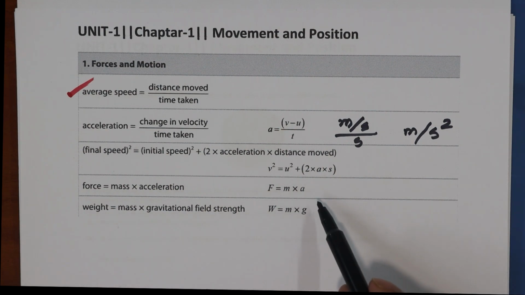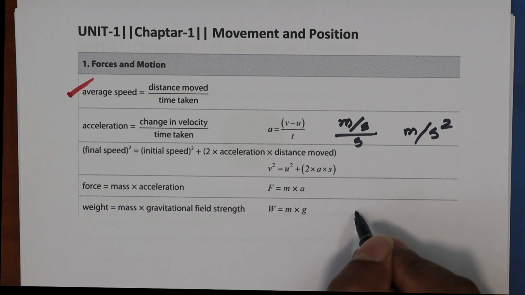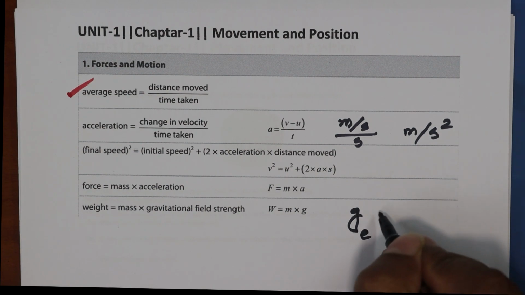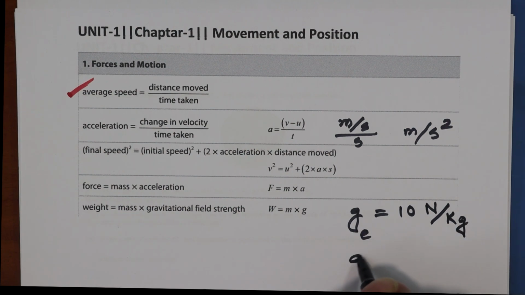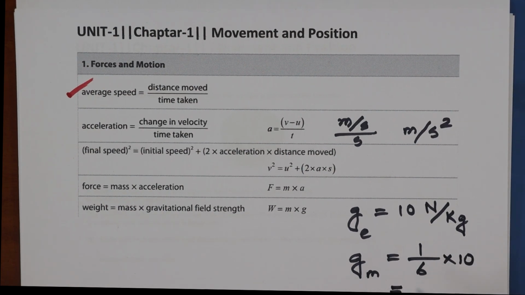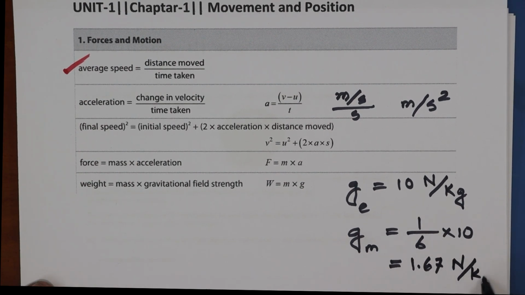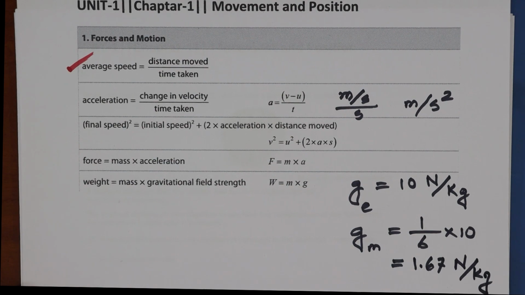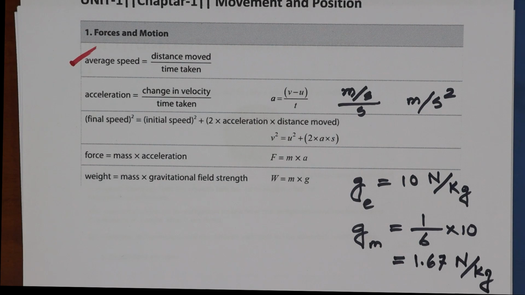Force F equals ma, weight W equals mass into gravitational field strength. Small g is the gravitational field strength. Gravitational field strength for Earth is 10 Newton per kg, and for Moon it is 1/6 of 10, that means 1.67 Newton per kg. So these are the required formulas for the chapter.